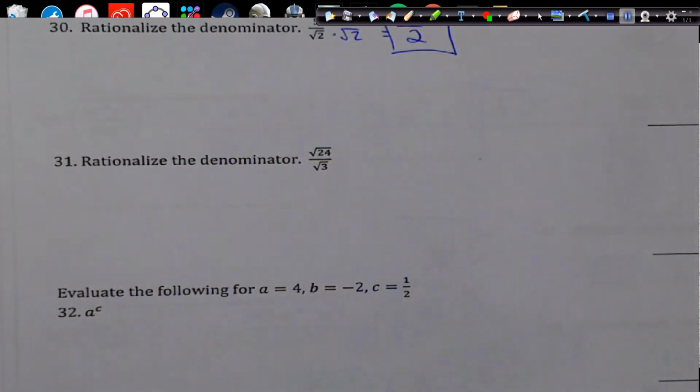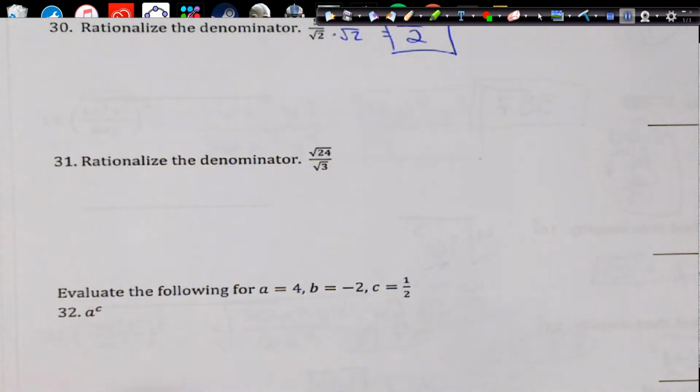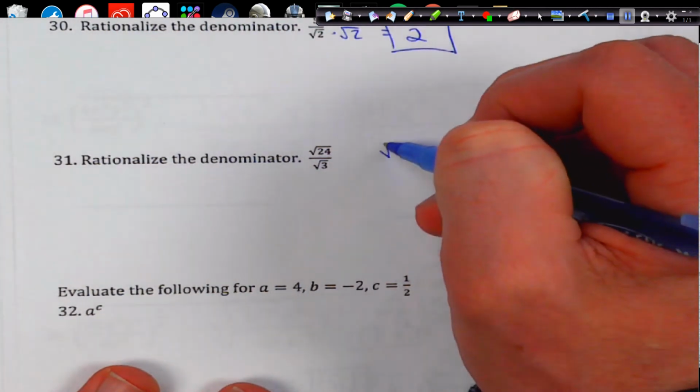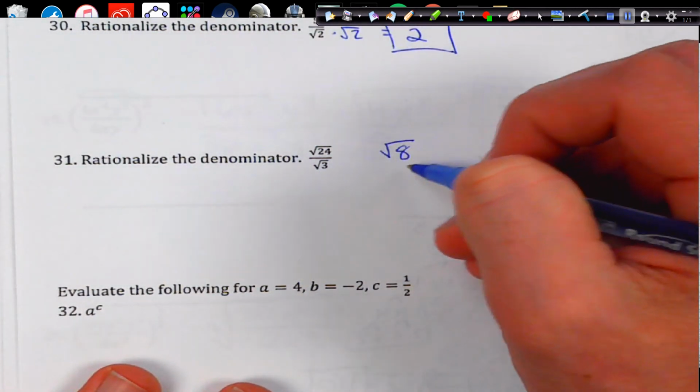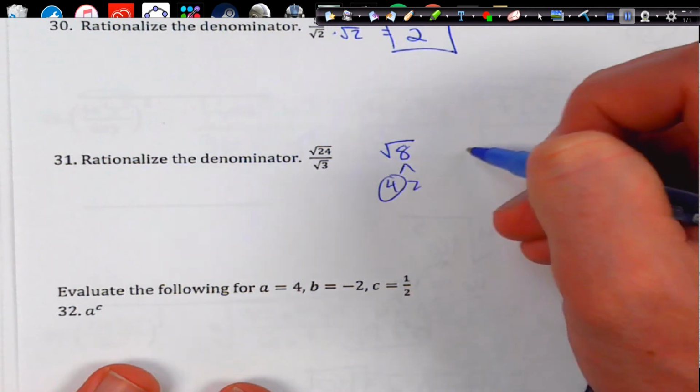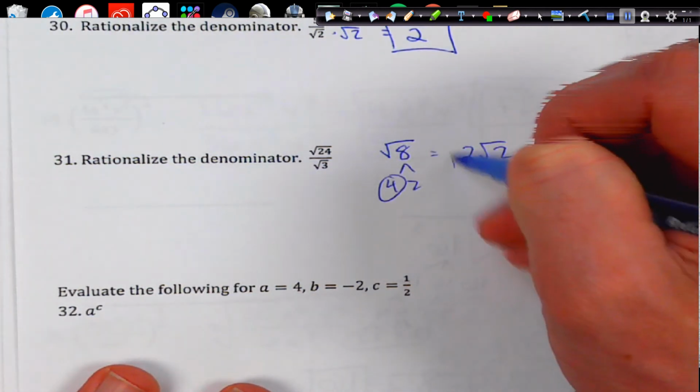On 31, I would go ahead and simplify these radicals first, which would give me rad 8. And then I could break this down to 4 and 2. 4 is a perfect square, so I get 2 rad 2.